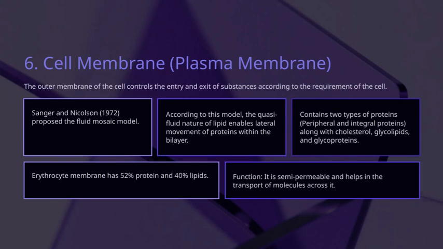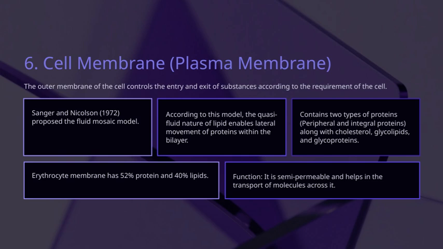Let's take a closer look at the cell membrane, or plasma membrane. It contains two main types of proteins: peripheral proteins, which are attached to the membrane surface, and integral proteins that span across the membrane. Along with these proteins, you'll find cholesterol, glycolipids, and glycoproteins embedded within or associated with the membrane. The primary function of the membrane is to act as a semi-permeable barrier. This means it allows certain molecules to pass through while blocking others, which is crucial for maintaining the cell's internal environment.